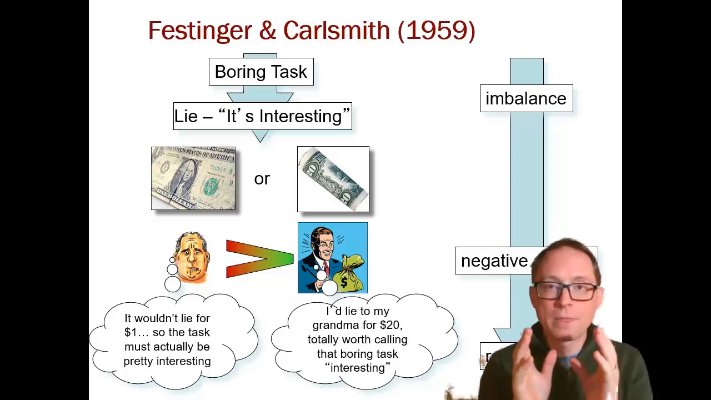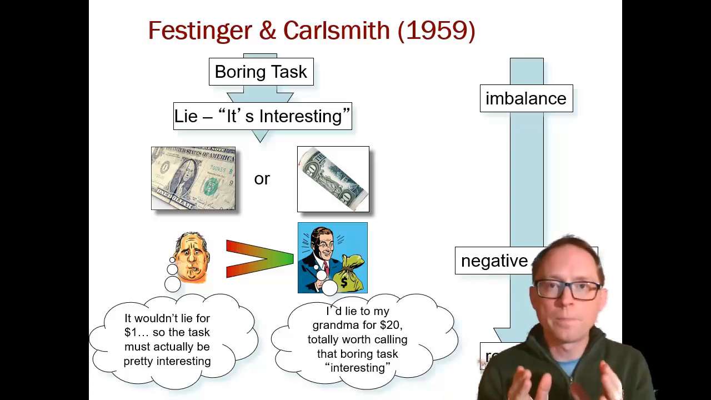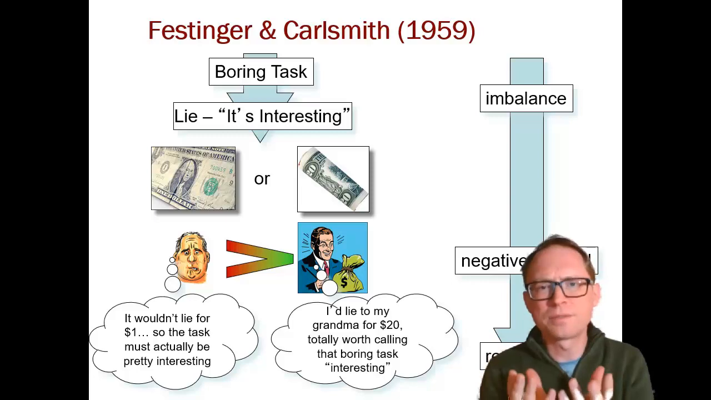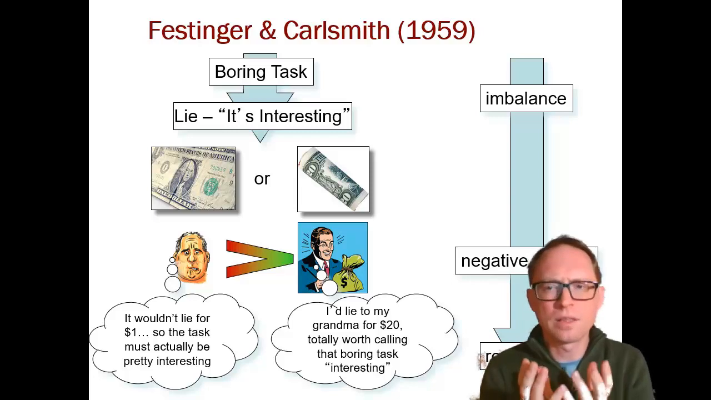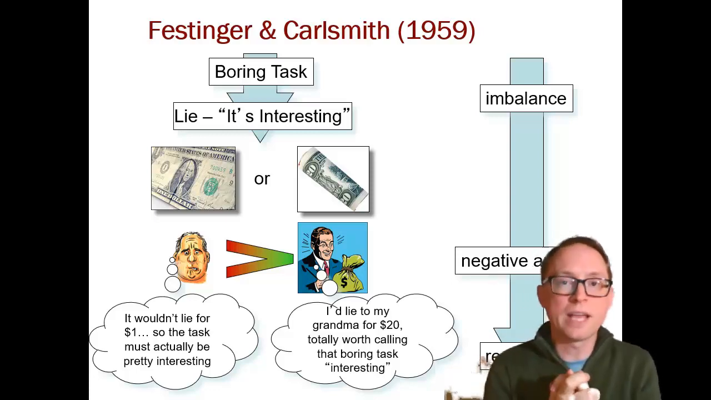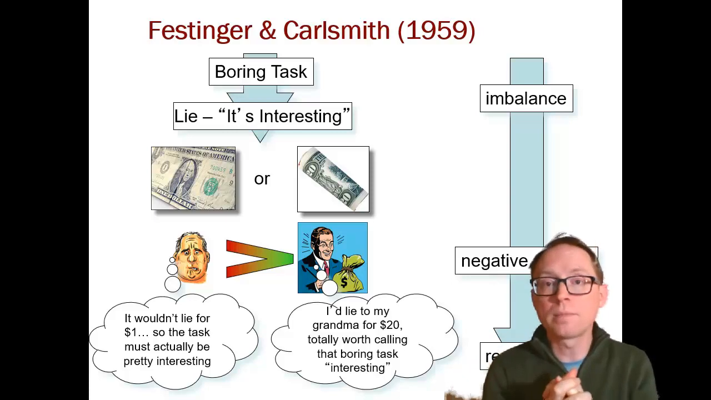Instead of having the money resolve the dissonance for them, like the $20 group, in the $1 group, the $1 wasn't enough. It wasn't enough to say, that's why I lied. And so I need another reason why. Oh, well, maybe I really kind of liked the actual task. That way I'm not lying.